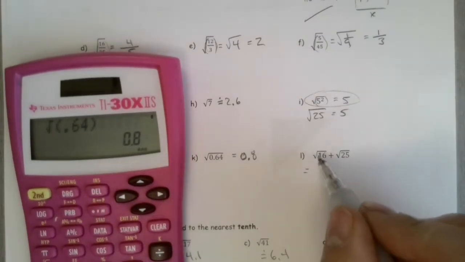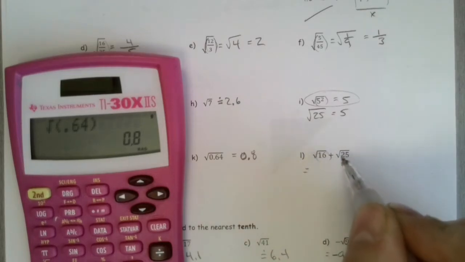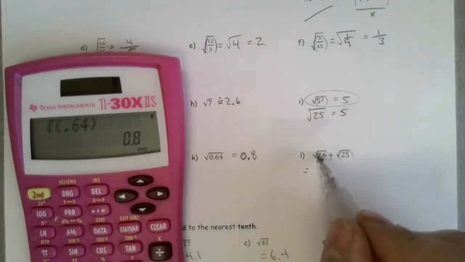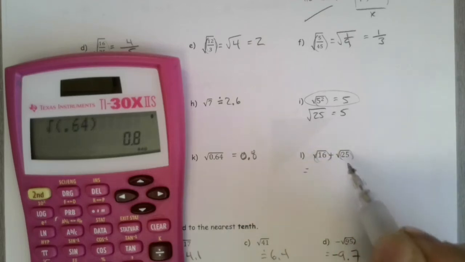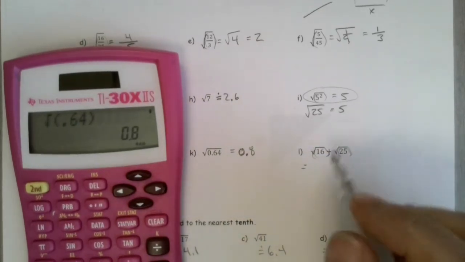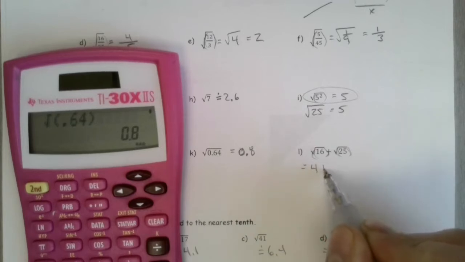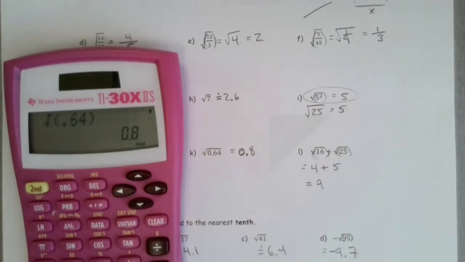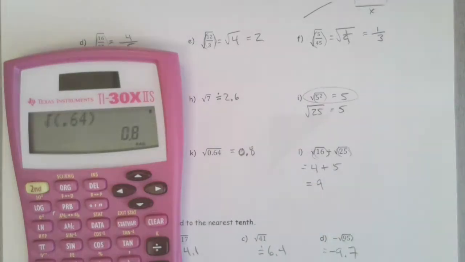And now last but not least here, I've got two radicals with a plus sign in between. Because of the parentheses here that would be implied, I'm going to evaluate these things first. The square root of 16 is going to be 4, plus the square root of 25 is 5. After I've done that, I would add those together to get 9 as my result.